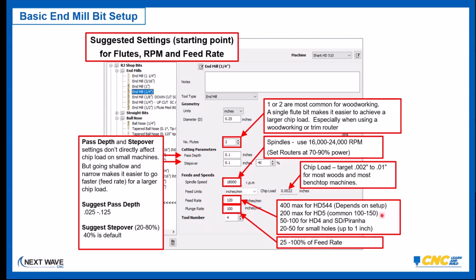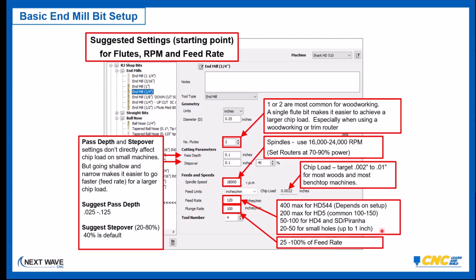You could commonly cut between 100 and 150 very safely. And on the SD products or HD4s, around 50 to 100 is pretty common. Now, I mentioned for small shapes, and in this case, holes up to 1 inch diameter, if I'm routing those out, I'll typically reduce my feed rate to 20 to 50 for small shapes.